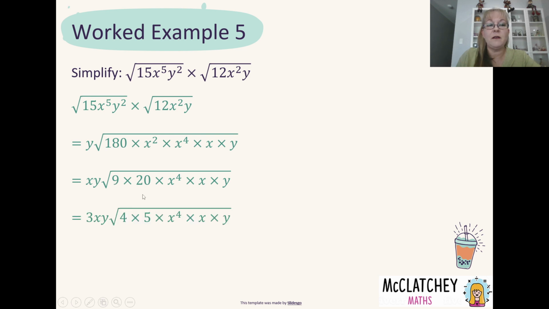Now let's deal with the number 9. So the square root of 9 is 3. It's going to pop out the front. I've broken this 20 up into a 4 times 5. So now I've got another one to deal with. So 9 out the front, that's where it's disappeared to.